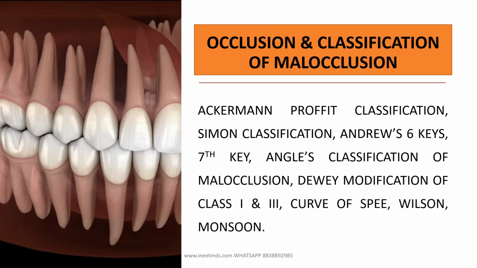Next topic is occlusion and classification of malocclusion. So under that you should know what is an Ackerman-Proffit classification, what is Simon classification, Andrews' 6 keys of occlusion, and what is the 7th key, Angle's classification of malocclusion, and Dewey's modification of class 1 and class 3, and what is a curve of Spee, Wilson and Monson.